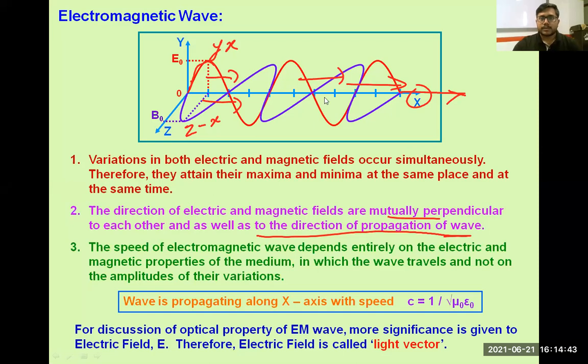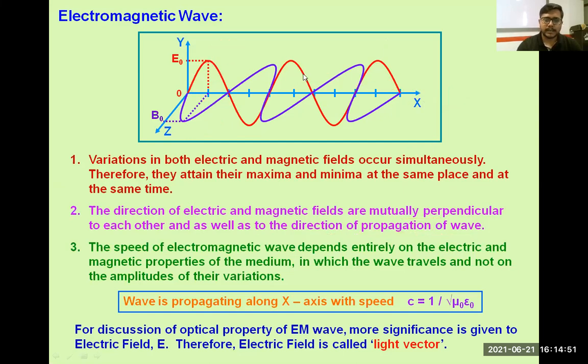So this is the basic fundamental thing regarding your electromagnetic wave. Now let us see. For the discussion of the optical theory of electromagnetic waves, more significance is given to the electric field. It means out of the electric field and magnetic field, more significance is given to the electric field. Therefore, the electric field is called the light vector. Please mark this point, everyone: the electric field is given more significance, and that is why it is called the light vector.